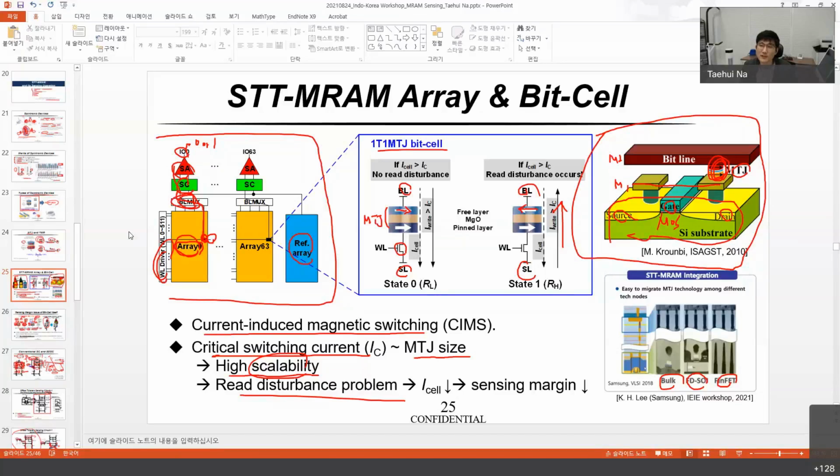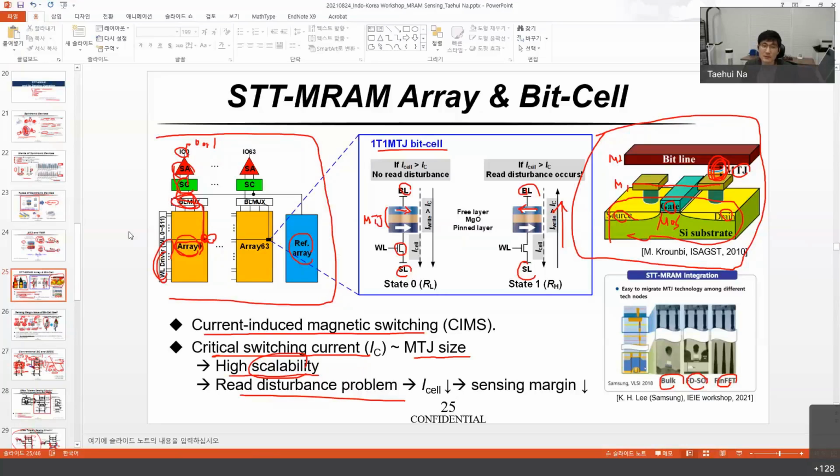So my opinion is it is not possible to fix the sensing margin. The simple way is to make the transistor bigger. However, there is a trade-off between the array efficiency and the cost price. So it is not a good solution.